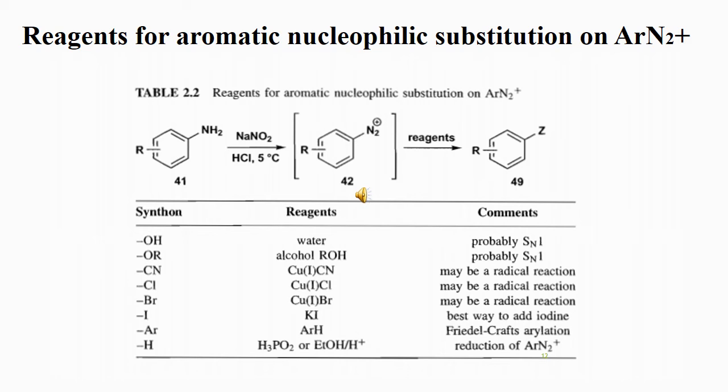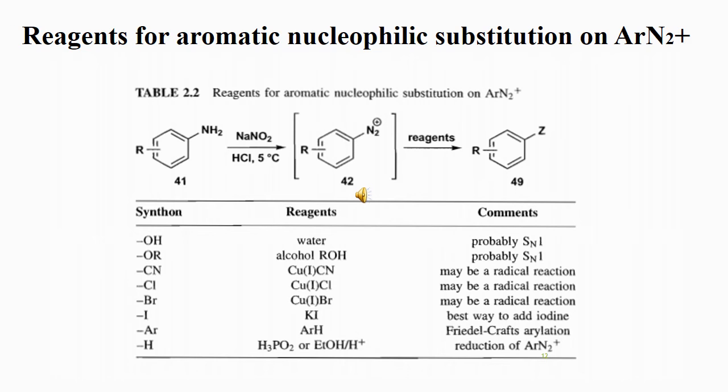Potassium iodide, that is the best way to add iodine. Friedel-Crafts reaction, the second last one, means adding an aryl group along with the aromatic system, along with the aromatic ring in the place of C.